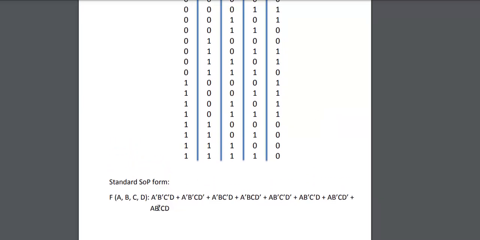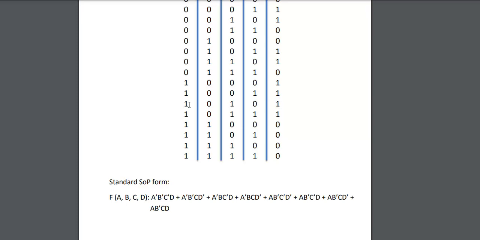For the last one, we have to see where the 1 or high lies in the output. For the last output where there is 1, A is 1, which means A comes as it is. B is 0, which means we write B complement. C is 1 and D is also 1, which means we write C and D as they are. Same goes with the one before the last one.